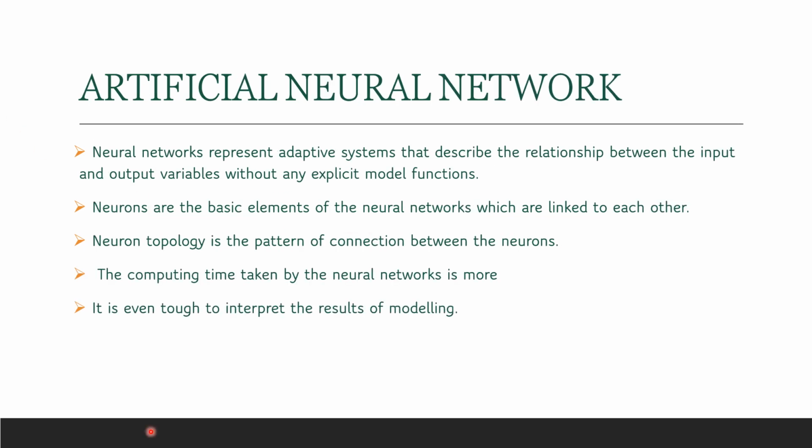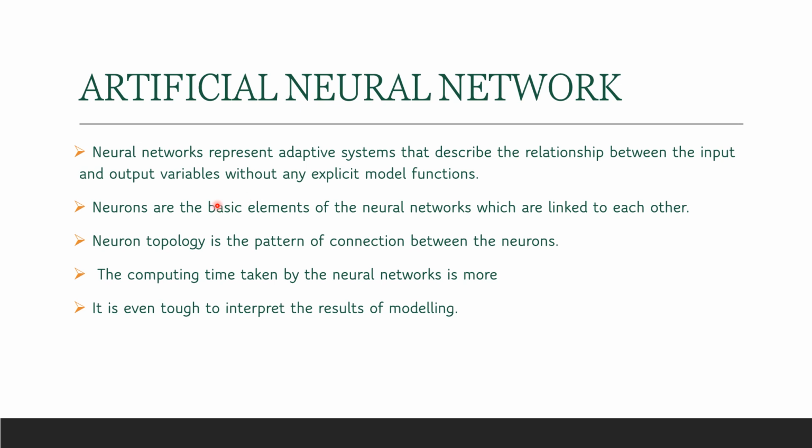The fourth method is the artificial neural network. Neural networks represent adaptive systems that describe the relationship between the input and the output variables without any explicit model functions. So what are neural networks? Neural networks are networks representing certain adaptive systems that describe the relationship between input variables and output variables, and there are no explicit model functions involved.